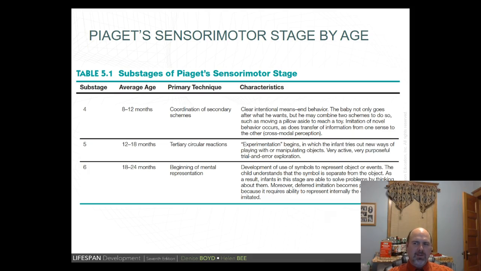Piaget coined this term. The babies at this age are little scientists, where they're experimenting. Very active, very purposeful trial and error exploration. So when a child is throwing the toy out of the crib, they're not trying to mess with you and being disrespectful. They're just experimenting.